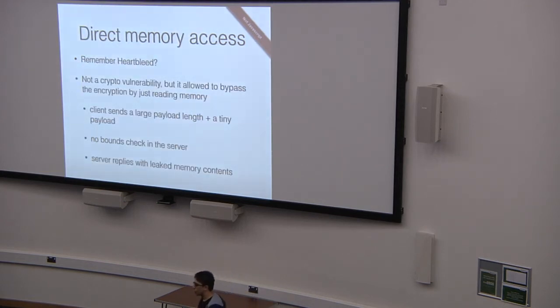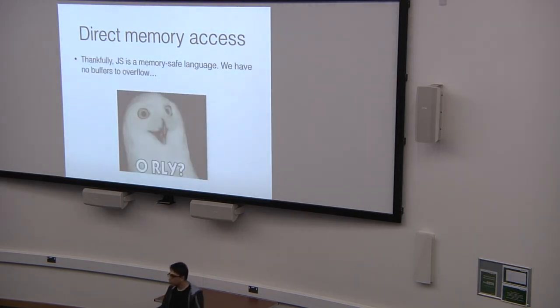Other kinds of problems, not really unique to JavaScript, actually not even coming from JavaScript, are direct memory access. So I guess you all remember Heartbleed. It was not a crypto vulnerability per se, but through lack of bounds checking, you were able to extract the memory of a TLS server. So this allowed you to bypass the encryption promises made by SSL because you backdoored the whole thing. Fortunately, JavaScript is a memory safe language. We don't have any memory initialization problems. We don't have buffer overflows, so we're good, right?